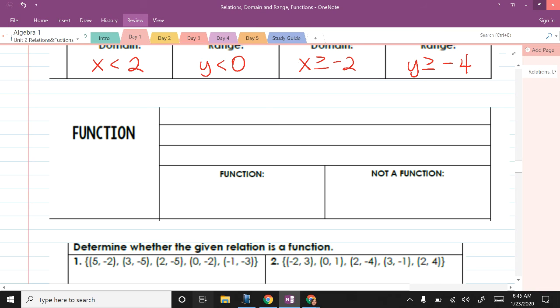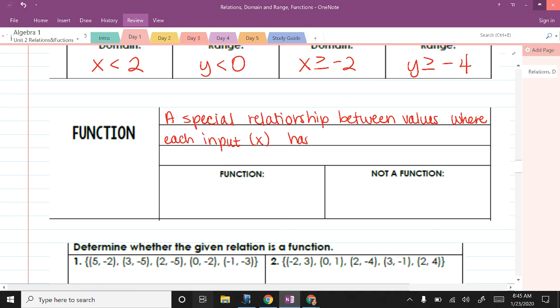All right. A function is, fill this in with me, a special relationship between values where each input, which is your x values, has exactly one output.